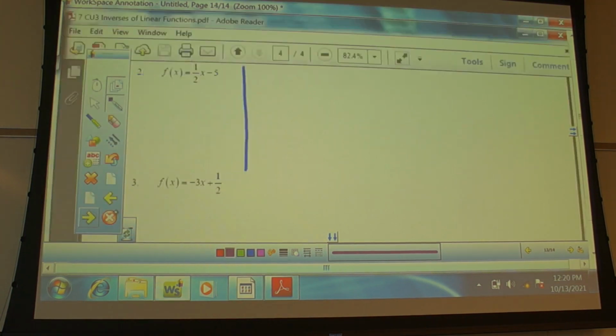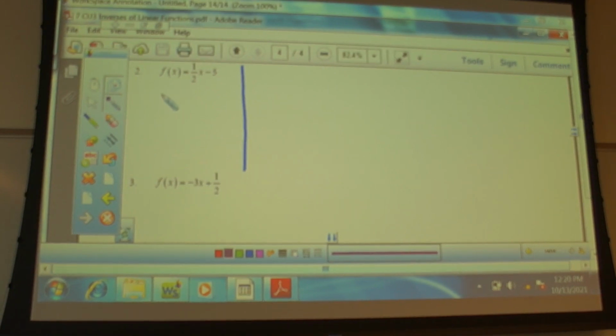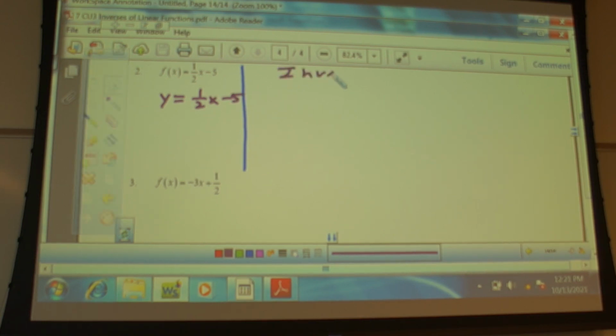So here, we'll take a look at our problem. You guys change this into y equals 1/2 x minus 5. And then we're going to do the inverse. So the inverse is when you swap them. You're going to make this x equals 1/2 y minus 5. And then you're going to solve for y.